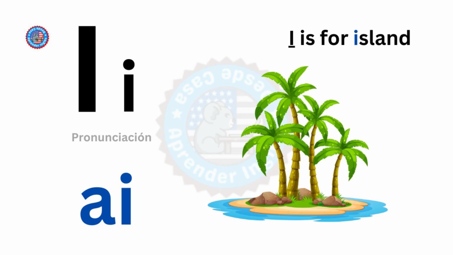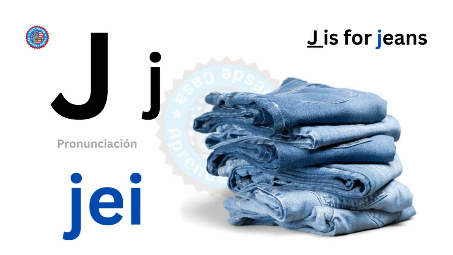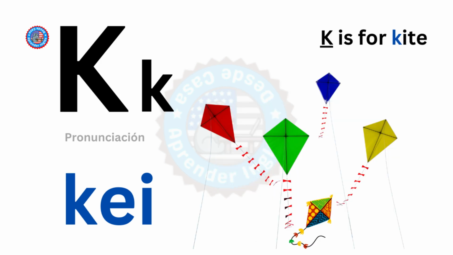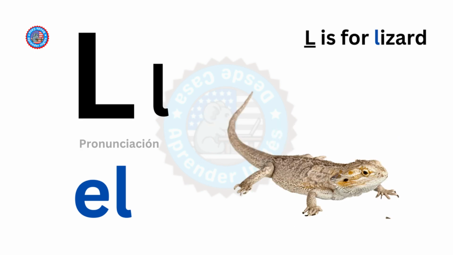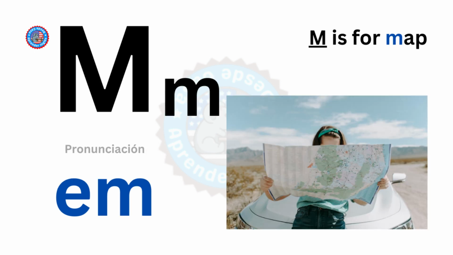I is for island. J is for jeans. K is for kite. L is for lizard. M is for map.